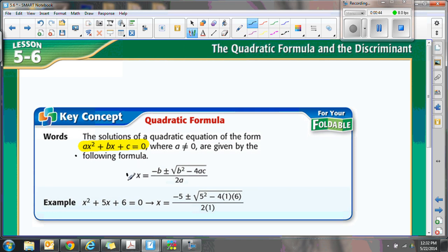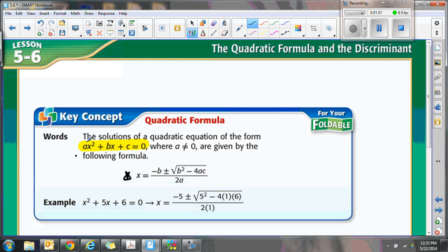The quadratic formula is this formula right here. It's the equation negative b plus or minus the square root of b squared minus 4ac, all over 2a. A couple things about this. First off, it has to be quadratic in order to use this formula. It's not going to work for cubes and fourth roots and things like that. It has to be square, it has to be quadratic.